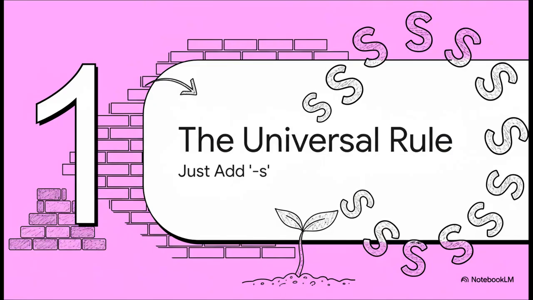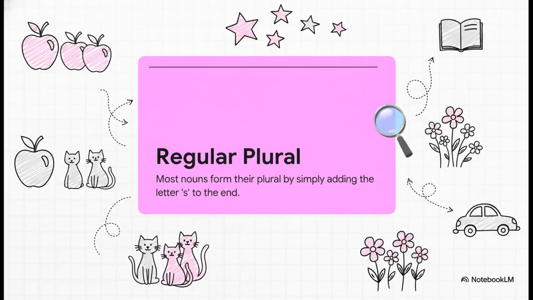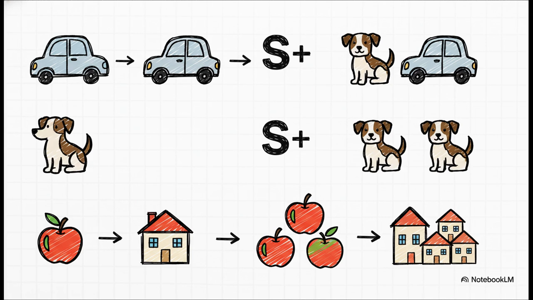All right, so let's dive into the big one, the main event. This is the rule you're going to use like 90% of the time. You can think of it as your default setting for making things plural. And I'm not kidding, that's really it. For most words you'll ever come across, you just stick an S right on the end. Done. And once you start looking for it, you see it absolutely everywhere, right?